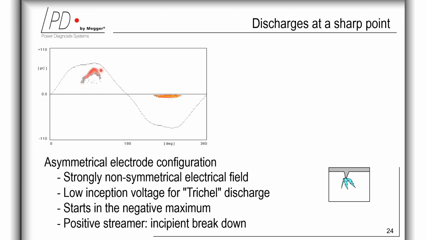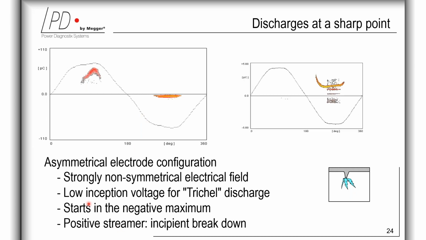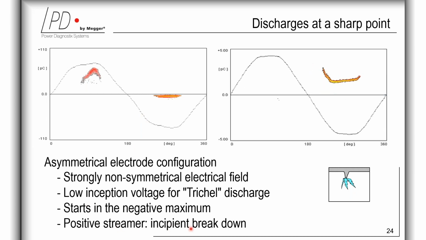And when you have such a pattern, the streamer-to-leader transition at this sharp tip happens in the positive half cycle, and here the transition into leader is often quite sudden. And here the incipient breakdown means that the breakdown is beginning to exist or appear, like in an initial stage. And with the figure on the right-hand side, you still see a Trichel discharge, but here the magnitude of the applied voltage is much higher compared to the figure on the left-hand side.